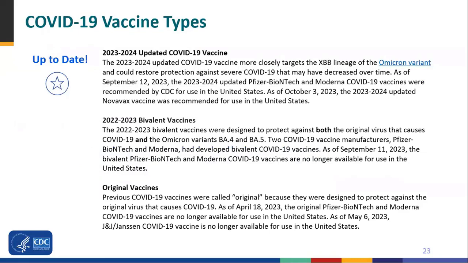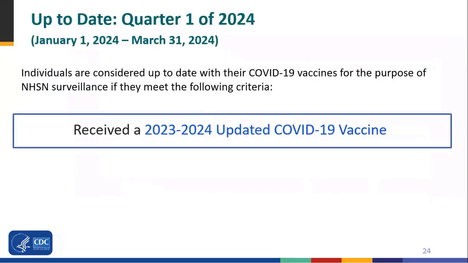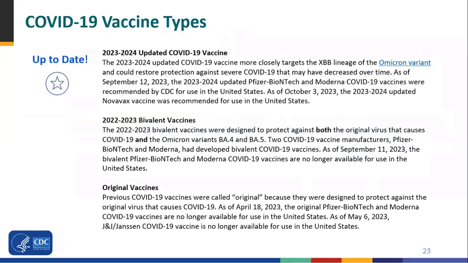This slide lists the various COVID-19 vaccine types. To be considered up to date, an individual should have received a 2023-24 updated COVID-19 vaccine. On September 12, 2023, the updated Pfizer and Moderna vaccines were recommended by CDC for use in the United States. On October 3, 2023, the updated Novavax vaccine was recommended for use.